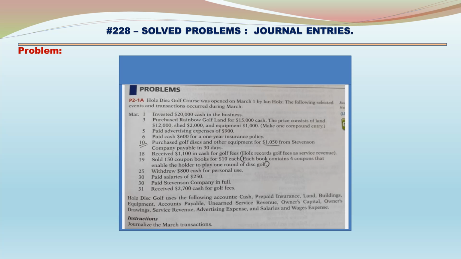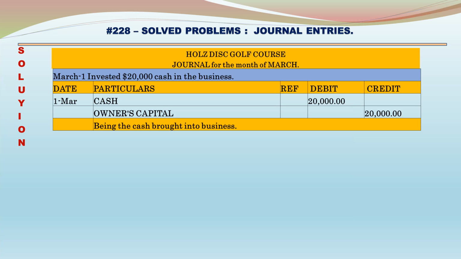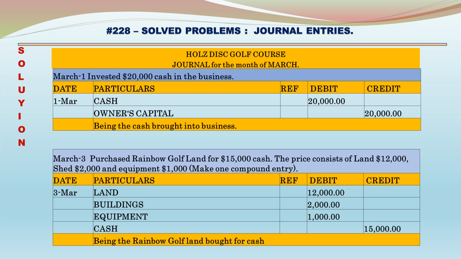Journalize March transactions. Hol's disc golf course journal for the month of March. March 1. Invested 20,000 cash in the business. Cash account debit 20,000. Owner's capital credit 20,000, being the cash brought into business. March 3. Purchased Rainbow Golf land for 15,000 cash. The price consists of land 12,000, shed 2,000 and equipment 1,000.